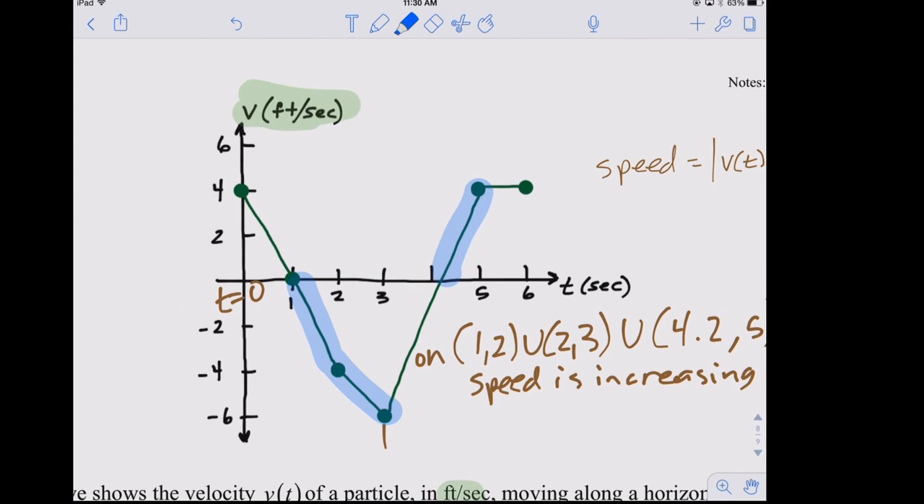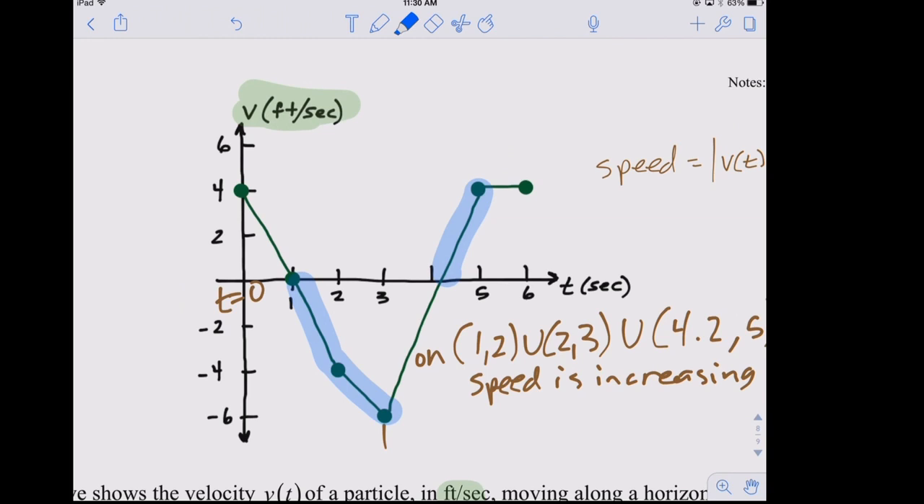Yeah, the velocity or the speed is changing at 2. How is it changing? Is it changing in a way that it's defined? Well, remember that the velocity and the acceleration have to be the same sign. So I know that from 1 to 2, the velocity is negative because the y values are negative and the slope's negative.